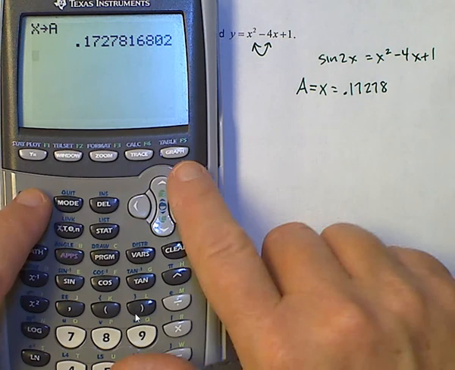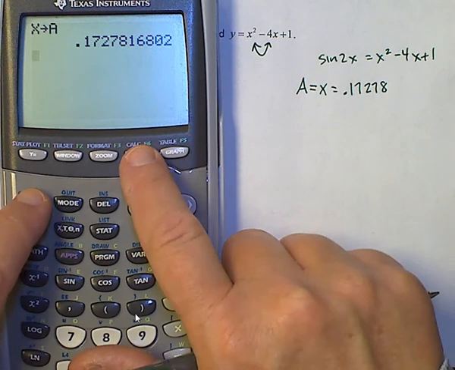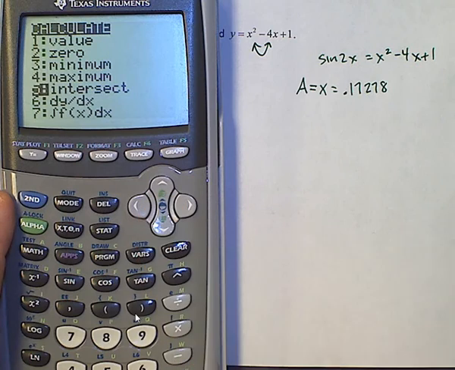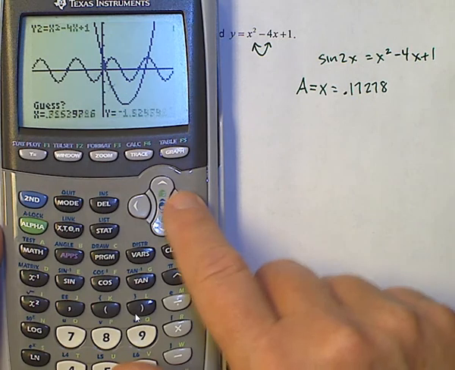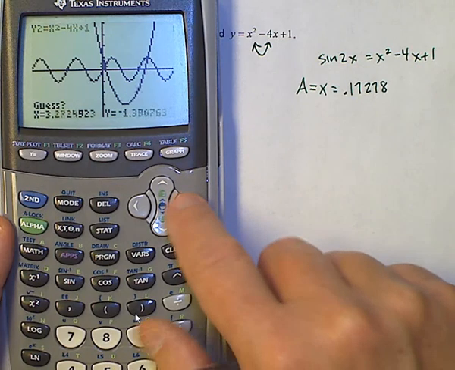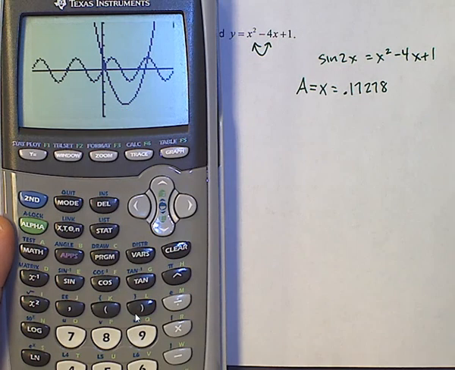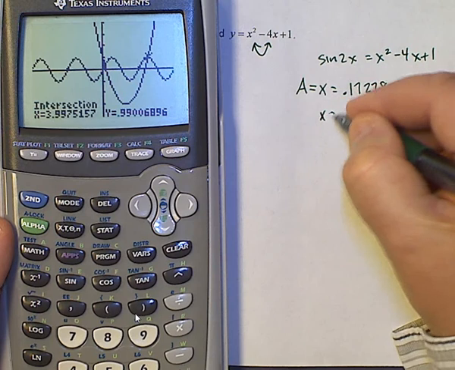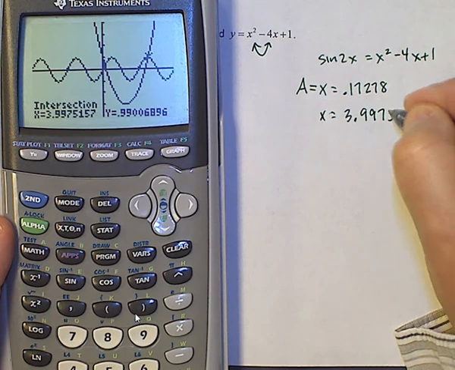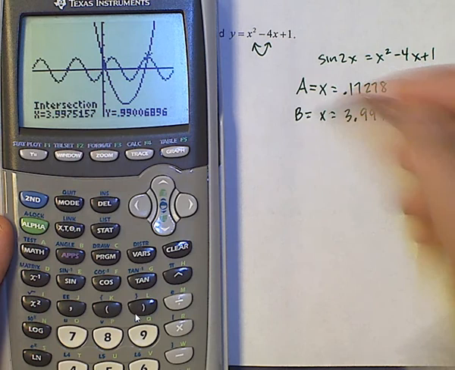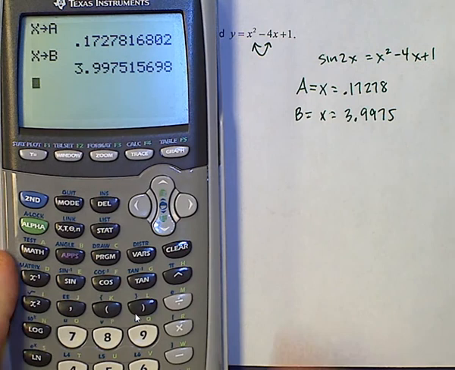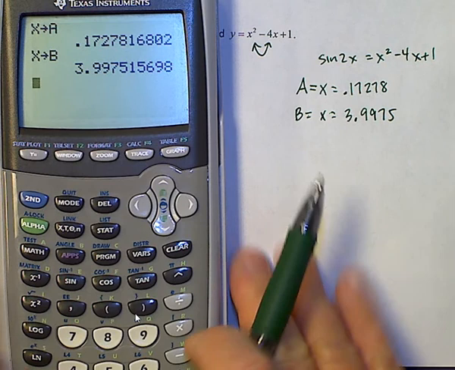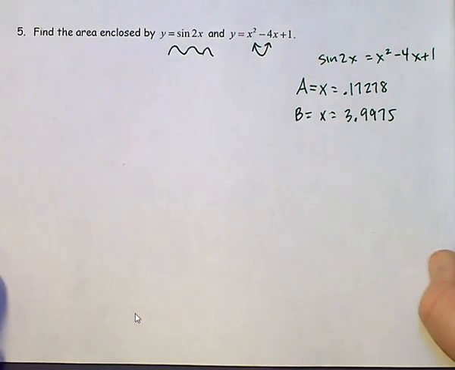I'm going to go back to my graph and calculate the second intersection. So calc intersect. First curve and second curve, you can select the same way. For the guess, I need to move over closer to the second intersection. I'm just going to the right until I get closer to that one. And it has found my second intersection at 3.9975 and some change. I'm going to let that equal b. So I'm second quit, x store alpha b, and there's the value. So I'm going to use those in my integral instead of using rounded numbers. You always want to do that. It's good practice. And you don't need to round in the middle of the problem.